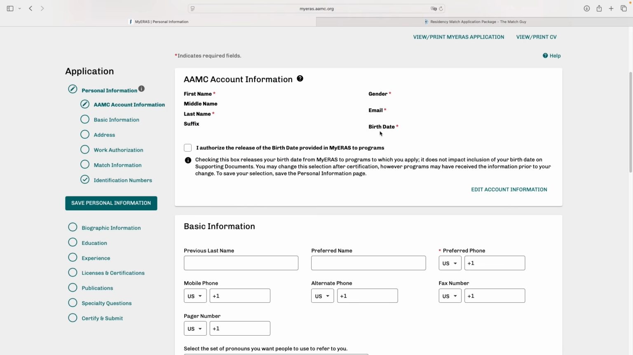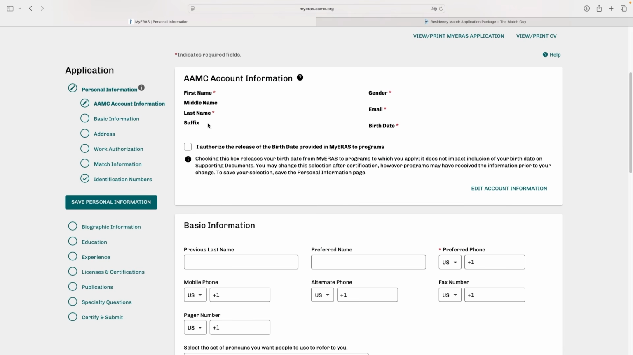And now let's get started. So we'll start with the personal information. In this section here, you need to fill your first name, last name, your gender, your email. Make sure that you put an email that you have access to. Make sure that you check the spam folder, junk folder, so you don't miss any emails from programs that might contact you by email. And then you have the birth date.